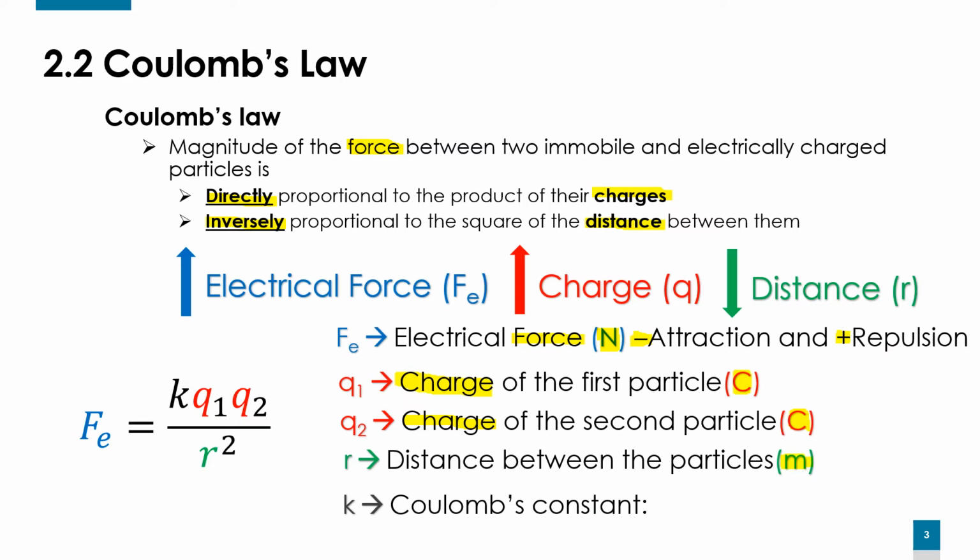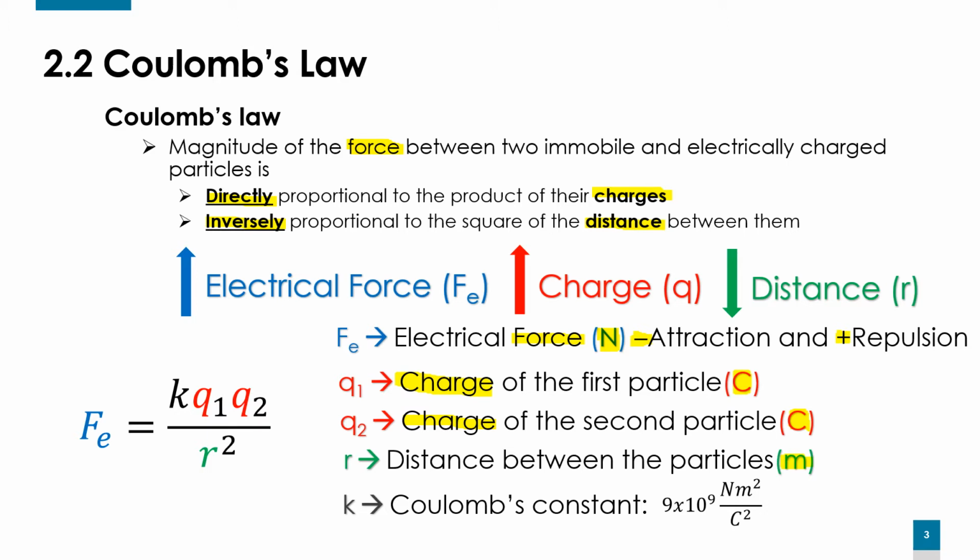And finally, k is the constant. So it's a number that he calculated. So, Coulomb's constant. It's a constant that he figured out. It's going to be given to you. Okay, you don't need to worry. You just need to plug this number into the formula.